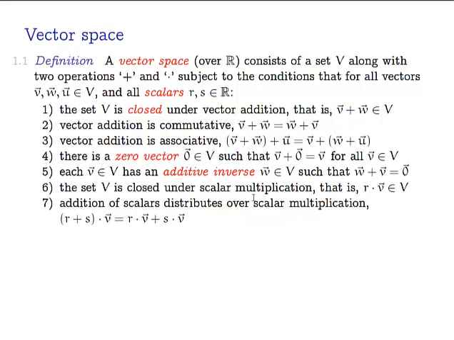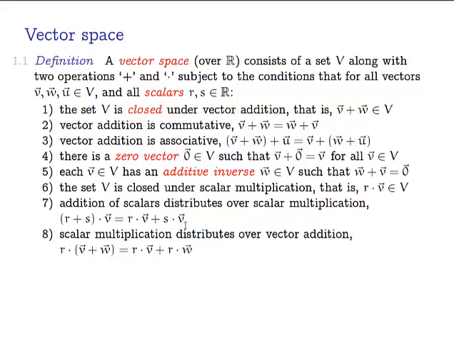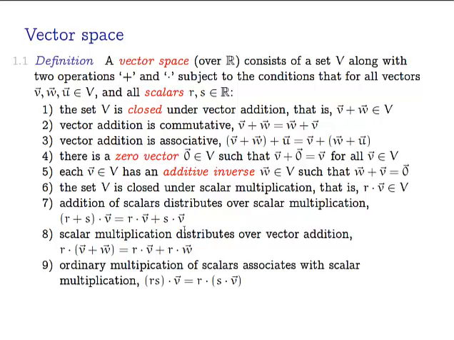Addition of scalars distributes over scalar multiplication. If I add two scalars and multiply by a vector, that's the same as multiplying the vector by the first scalar and adding the same vector multiplied by the second scalar. You can draw a picture to show what this means. If you think of vectors in terms of arrows, this makes a lot of sense. And there are two distributive properties, distributing over scalars and over vectors. Again, you can draw pictures to illustrate this.